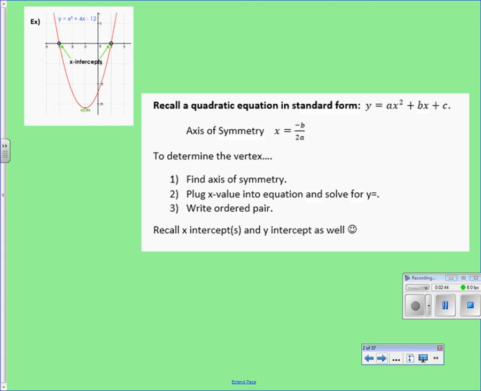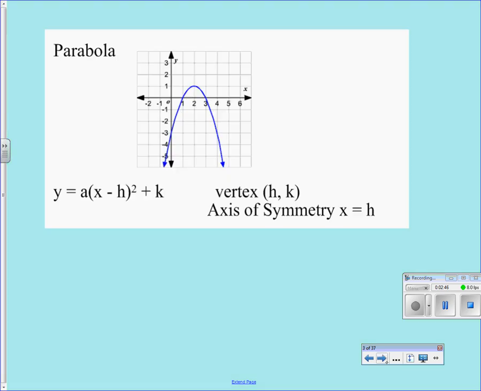But now we're going to focus on a different form, which is called vertex form. And so here's vertex form on this particular page. The a value is, again, still going to tell me, just like in the other format of standard form, whether this parabola is going to open up or if it's going to open down. So if it's a positive number for the a value, it's going to open up. If it's a negative value, it's going to go down.